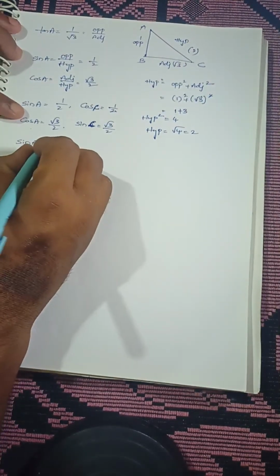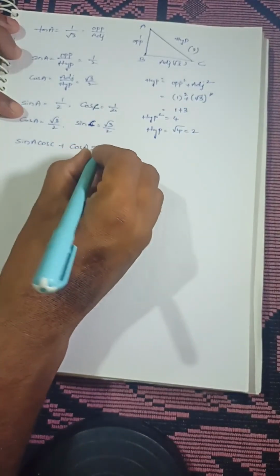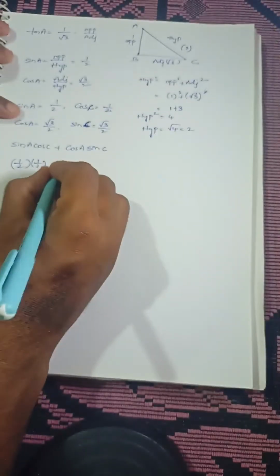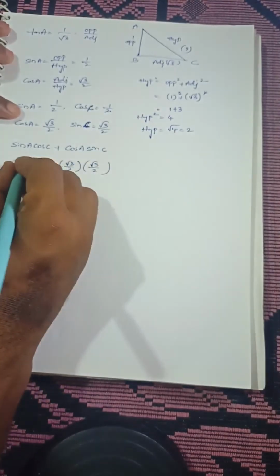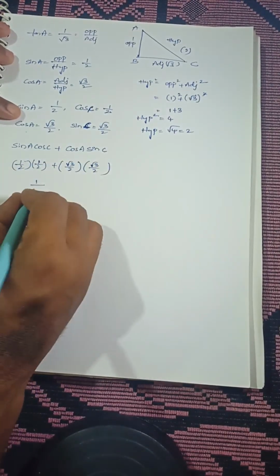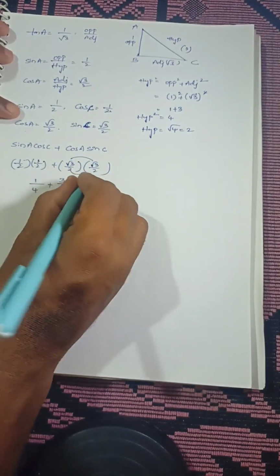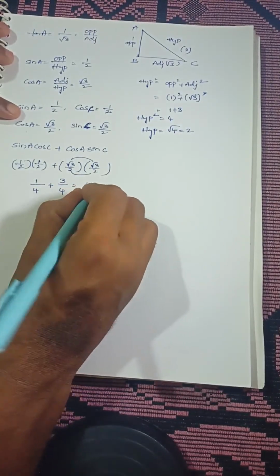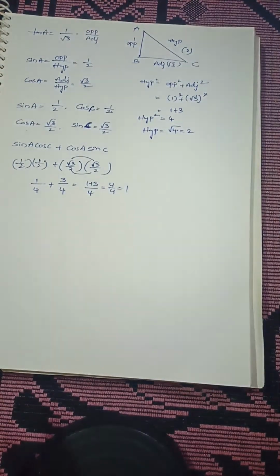Sin A cos C plus cos A sin C. We know all the values. Sin A value is 1 by 2 into 1 by 2 plus root 3 by 2 into root 3 by 2. 1 into 1, 1. 2 into 2, 4. Root 3 into root 3, 3. 2 into 2, 4. Both the denominators are 4. 1 plus 3 value becomes 4. 4 by 4 value becomes 1. That's it.